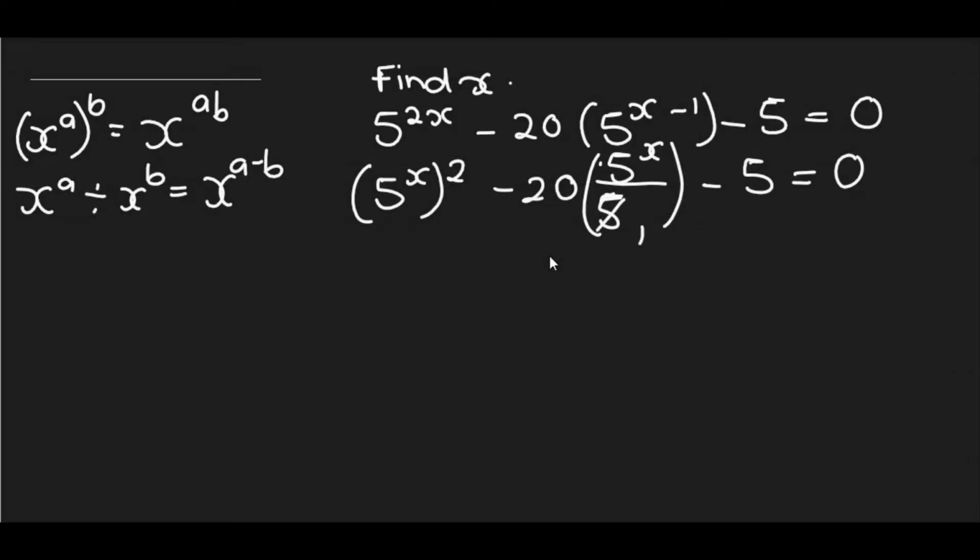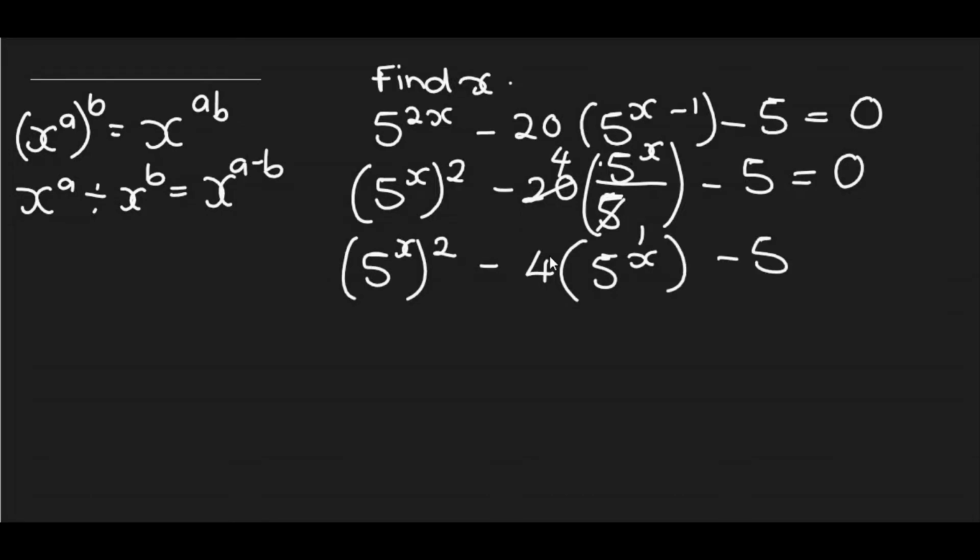So we can divide here. 5 into 5 is 1, 5 into 20 is 4. So we have 5 to the x, bracket to the power of 2, minus 4, bracket 5 to the power of x, bracket, minus 5 is equal to 0. We can see that here we have 5 to the x in brackets squared, and then we have 4 into 5 to the x.